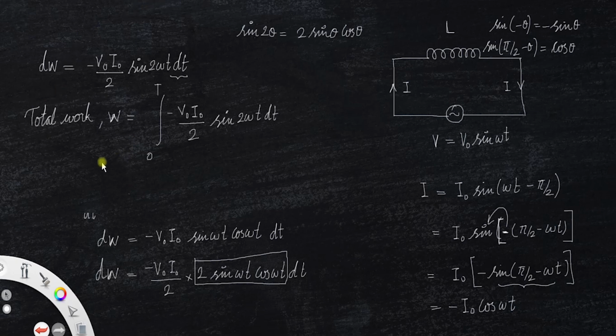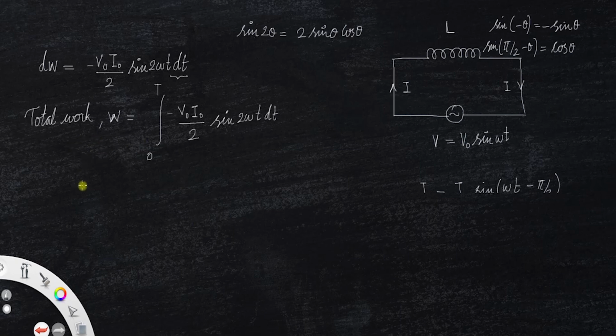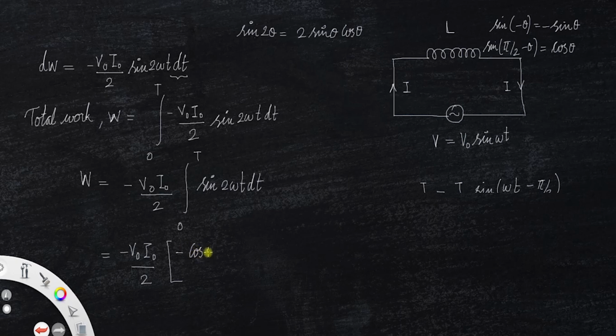Now you can take all the constants outside. So the total work W is equal to minus V0 I0 divided by 2, integral from 0 to T of sine 2 omega t dt. The integral of sine is minus cos. So this is minus V0 I0 by 2 times minus cos 2 omega t divided by 2 omega, with limits 0 and T. That is, the integral of sine ax dx is minus cos ax by a. Don't forget the constant; this is the chain rule.